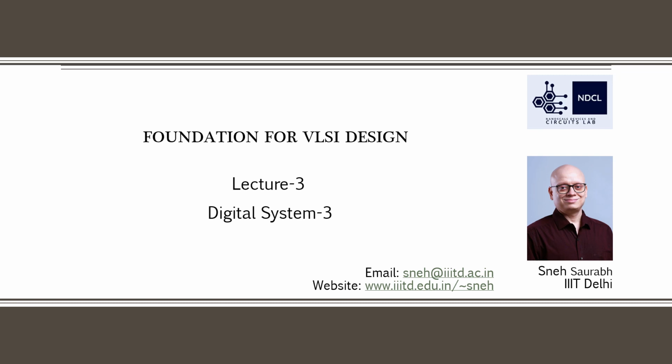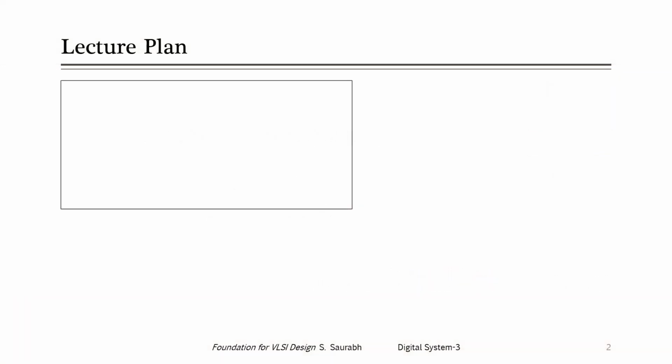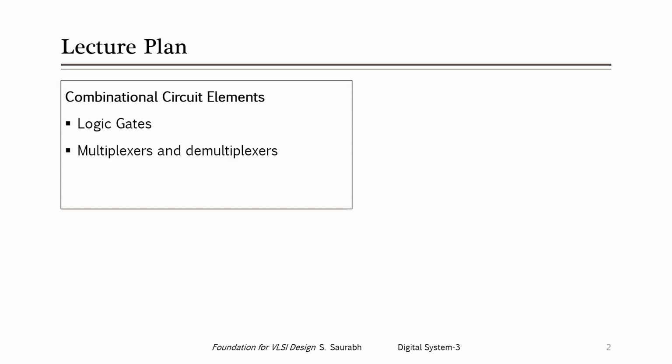This is the third lecture. In this lecture, we'll be continuing with the digital system. Specifically, we'll be looking into combinational circuit elements, that is logic gates, multiplexers and demultiplexers, and we'll also look into how to implement a given Boolean function using 2 to 1 multiplexers only.